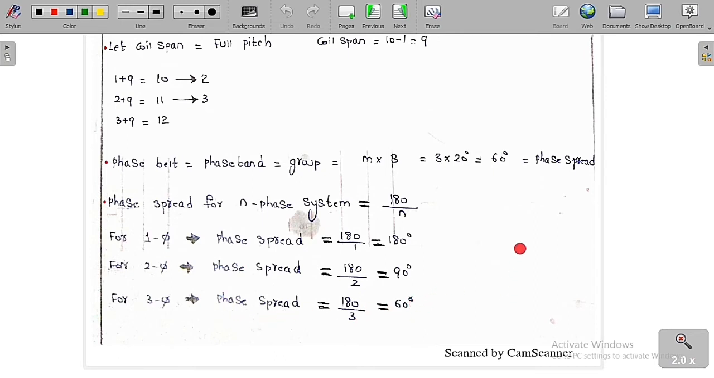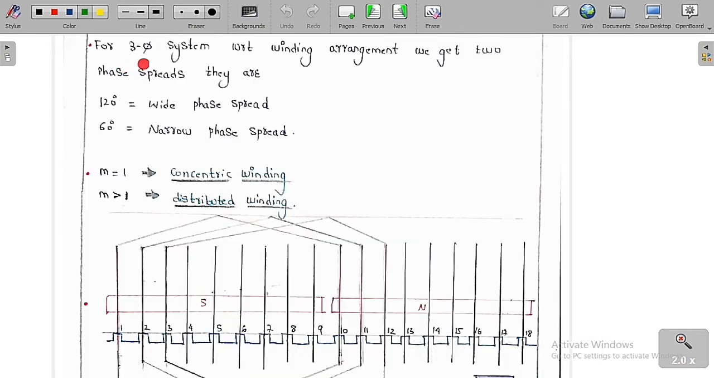So 60 degrees is the case that we are going to discuss up to now. For a three phase system, with respect to winding connection, we get two phase spreads. 120 degrees is called a wide phase spread and 60 degrees is called a narrow phase spread. Based on the type of winding arrangement, we get these two types of phase spread. Initially we are going to discuss the 60 degrees, then later we will study the 120 degrees also in a very detailed manner.